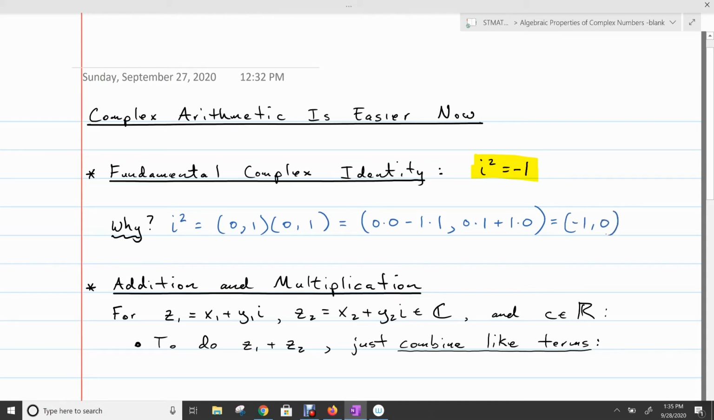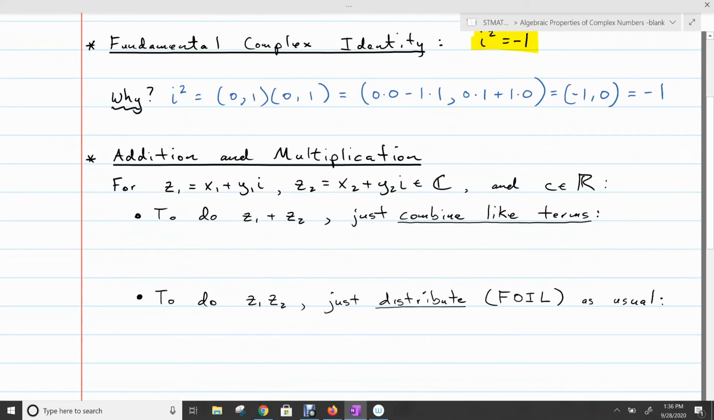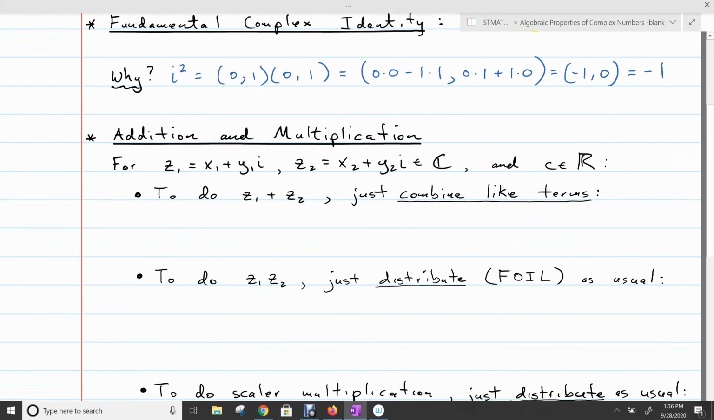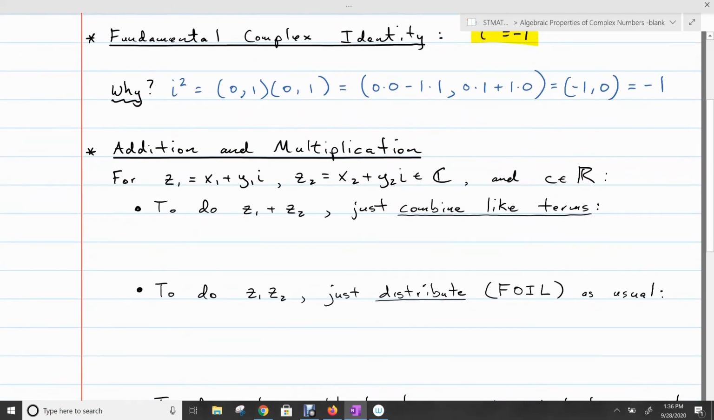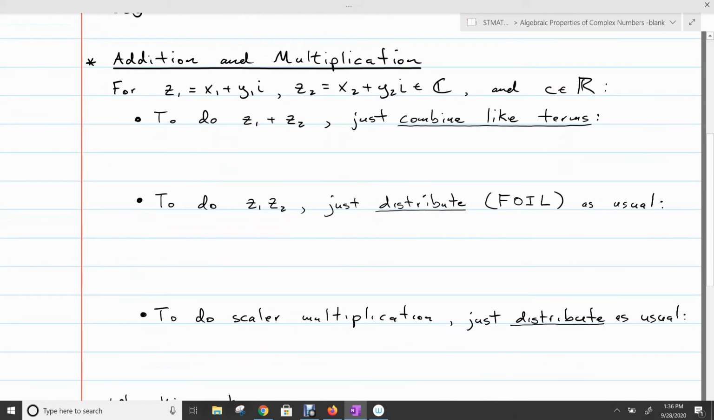And any time you have an ordered pair of the form x comma 0, we identify that with the real number that's in the x component. So this is just negative 1. So voila, i squared is negative 1. But we never had to say i is the square root of negative 1, which seems like a weird thing to say. Okay, so now that we have the fundamental complex identity in place, we can go back to doing addition and multiplication the way that we always would have, in a very intuitive arithmetic way, rather than using strange formulas defined in terms of ordered pairs.